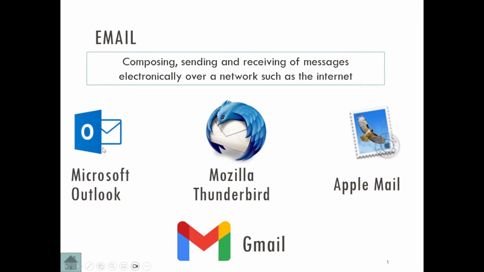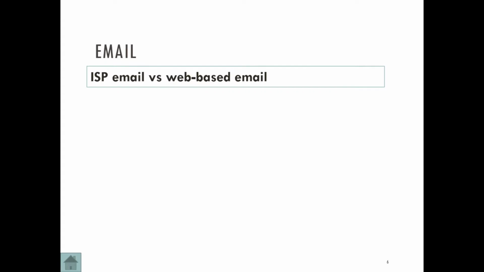Now we have a number of different examples. We've got Microsoft Outlook, Mozilla Thunderbird, Gmail, Apple Mail. Just be able to at least give two examples of your email platforms. Then on that, we have ISP email versus web-based email, and we just need to understand the difference between the two.